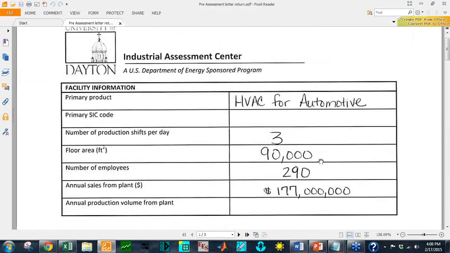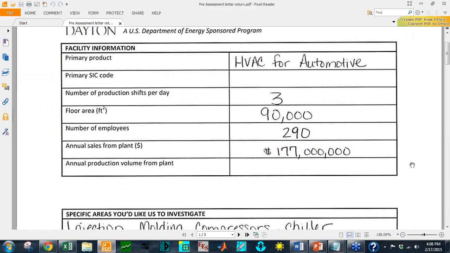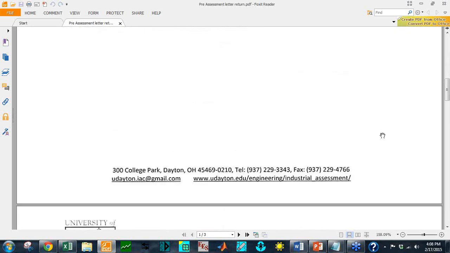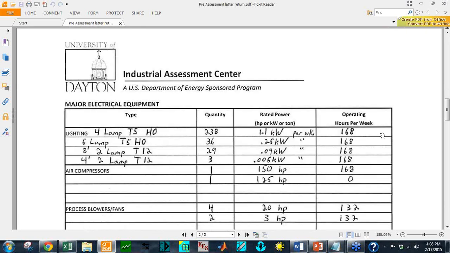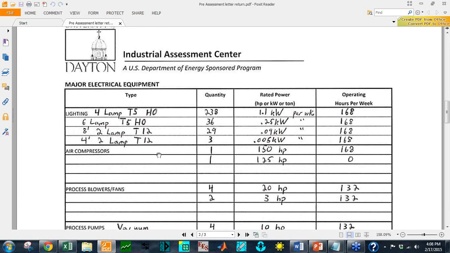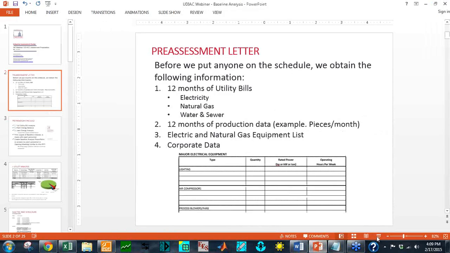We ask for this corporate data because you all know we have to put it into Rutgers, and this way we save a little bit of time while we're at the facility, so we don't have to ask these questions. We already have this before we even go. And then I mentioned the natural gas and electric equipment list, and that's what this looks like. So we get the type of equipment, quantity, rated power, and estimated operating hours per week before we even get there, and I'll show you what we use that for in just a little bit.